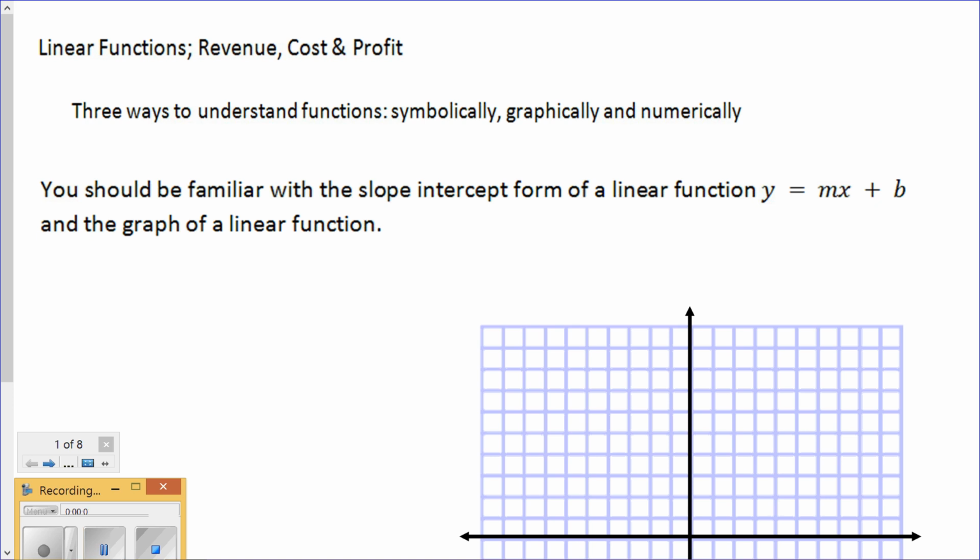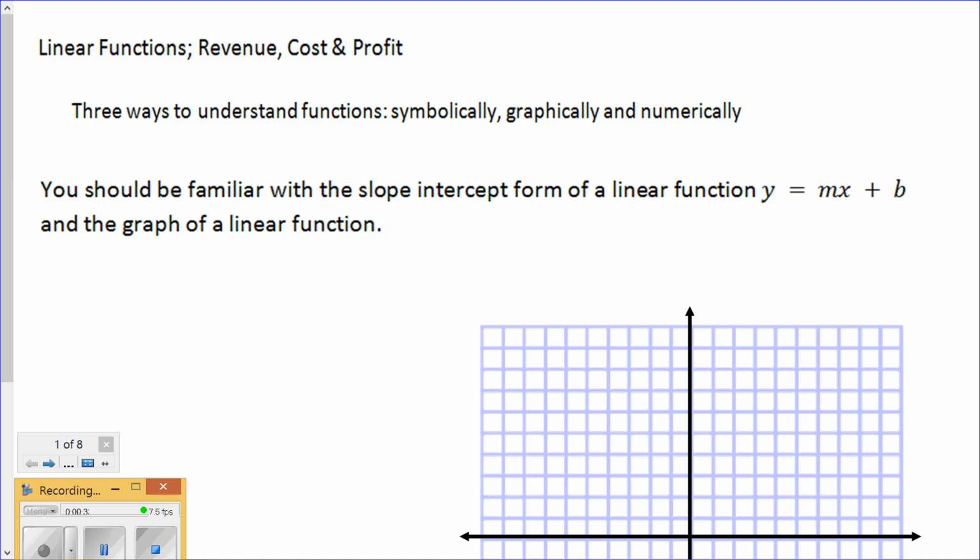There are 3 standard ways to understand functions: symbolically, which is using function notation, letters, and numbers to represent a function; graphically, looking at a graph of the function, 2 variables, x and y; and numerically, which would be looking at, say, a table of values. The symbolic and graphical ways of looking at a function are what we traditionally do in an algebra class. Numerically is a good way to approach problems when we're looking at them using Excel. So that's something we'll look at in the next video.